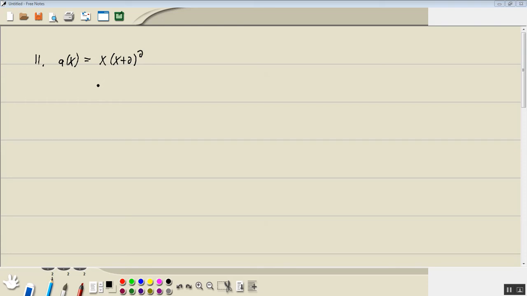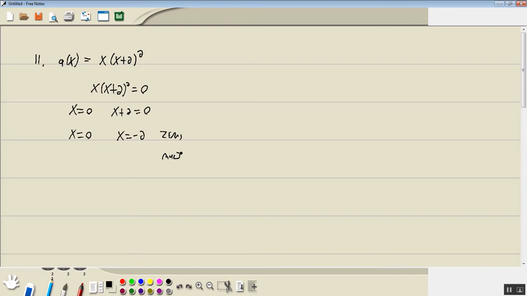Okay, to find real zeros, we're going to set our function equal to 0. So we have x times (x plus 2) squared equal to 0. This is already factored, so I can set each factor equal to 0. I'll set x equal to 0, and I'll set x plus 2 equal to 0. That gives us x equals 0 and x equals negative 2. These are our zeros.